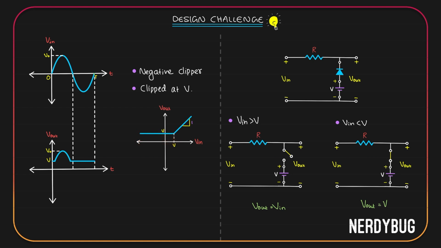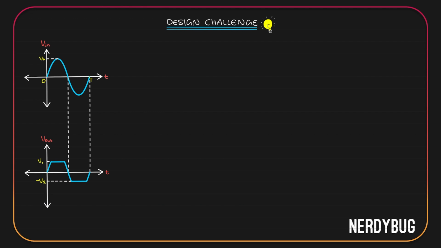Now, let us see the best challenge in this video. Input is still the same sinusoidal signal. At the output, I want clipping to happen at V1 and at minus V2. Everything above V1 should be clipped. Everything below minus V2 should also be clipped. How do we do this? We know how to do them separately. We know how to clip everything above V1. We also know how to clip everything below minus V2.